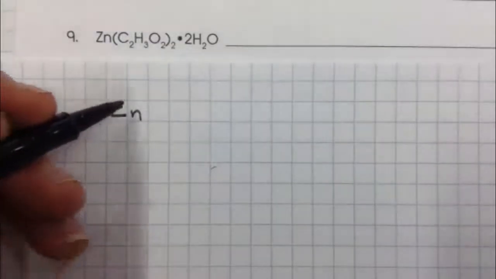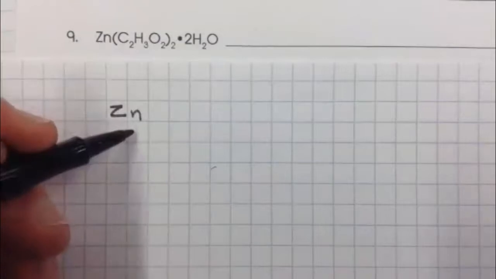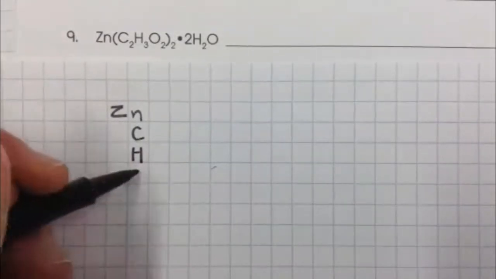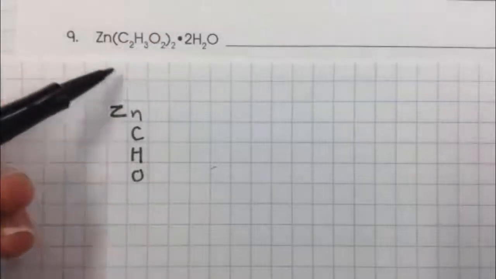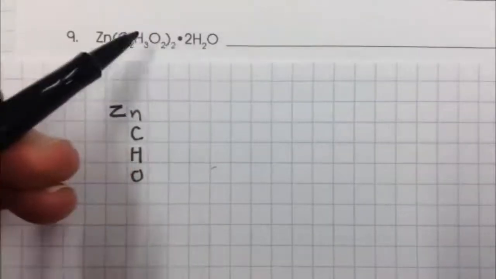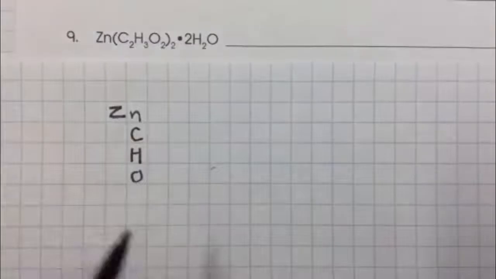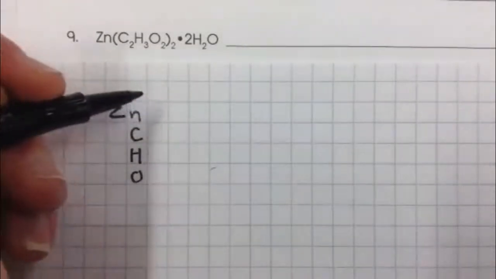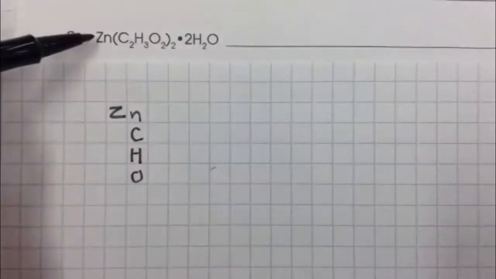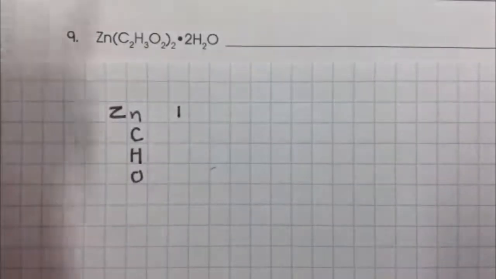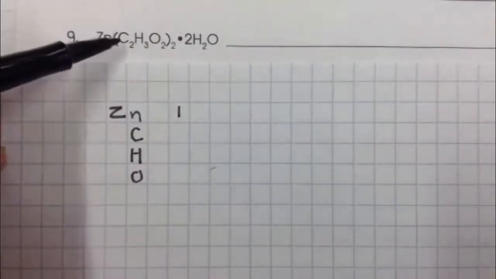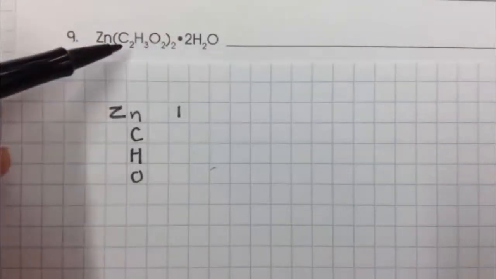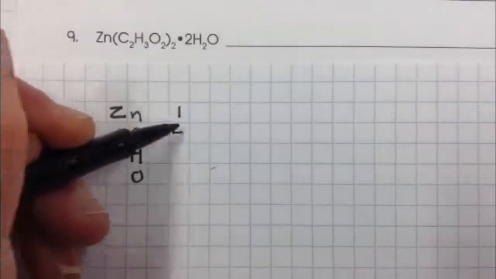So first thing we do is we list all of the elements. I start with zinc, and then I have carbon, I have hydrogen, I have oxygen, and now we have to be very careful because we have hydrogens here and oxygens here. So next thing we need to do is list how many of each element there are, how many atoms of each element. Well, the zinc is pretty easy. There's one of them. The carbon is kind of easy. It's C2, but the acetate polyatomic ion, there's two of them, so 2 times 2 is 4.